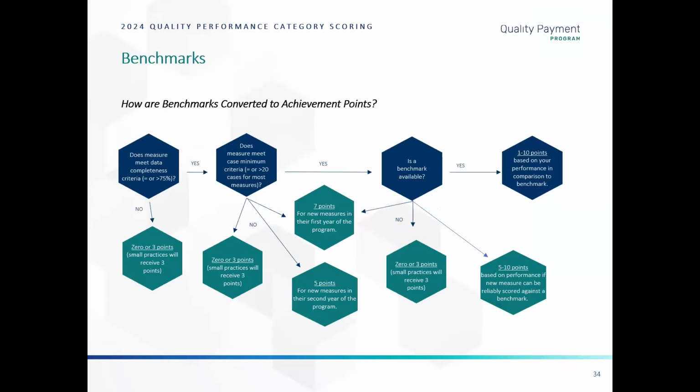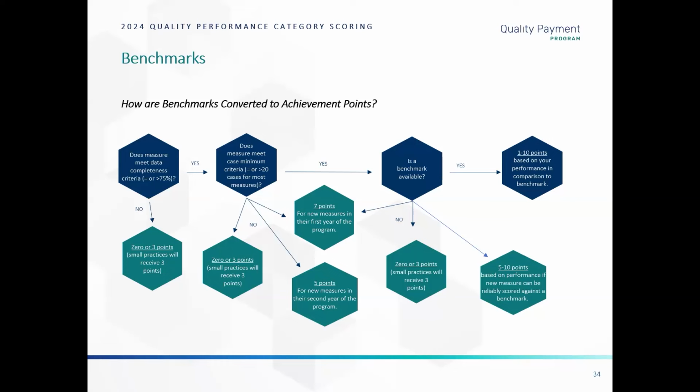So now I'm going to discuss how benchmarks are converted to achievement points. On this slide, in this graphic, we're going to go through it to see how benchmarks are converted to achievement points. So the question we ask, does the measure meet data completeness criteria? If no, there are 0 achievement points awarded or 3 achievement points awarded for small practices. If a measure does meet data completeness, then the next question we ask, does a measure meet case minimum? If the measure does not meet case minimum, there are 0 achievement points, but there are 3 achievement points for small practices.